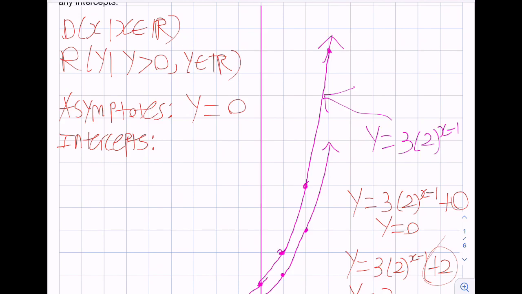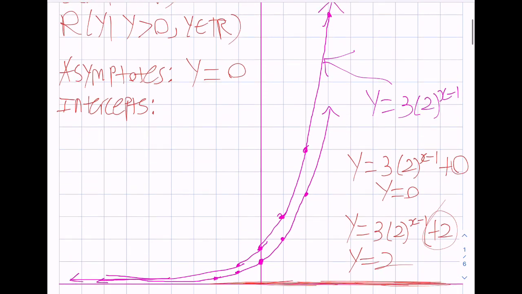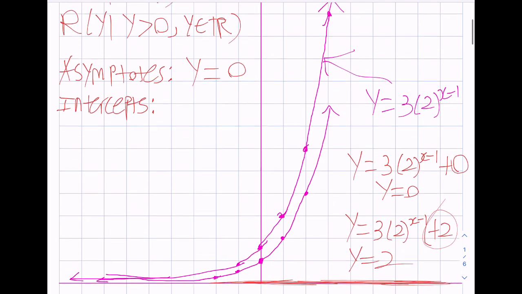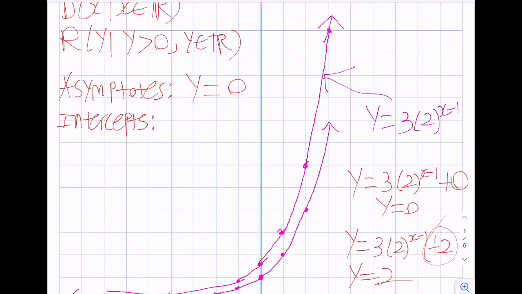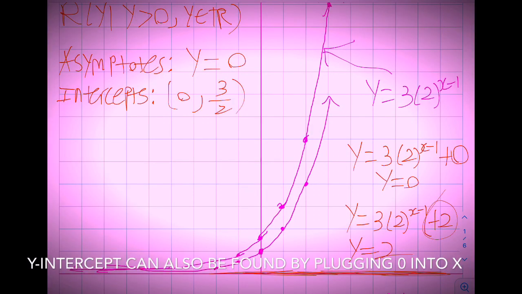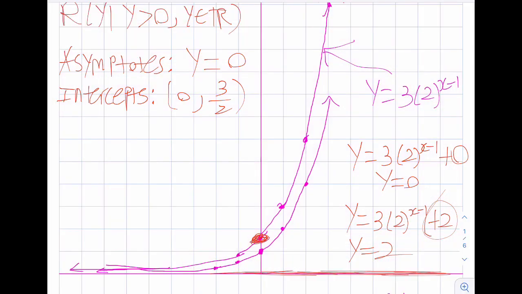Finally, let's look at the intercepts. So this exponential function does not touch the x-axis, so it won't have any x-intercepts, but it will have a y-intercept of 0, 3/2 because it touches right here, and the y value is 3/2.